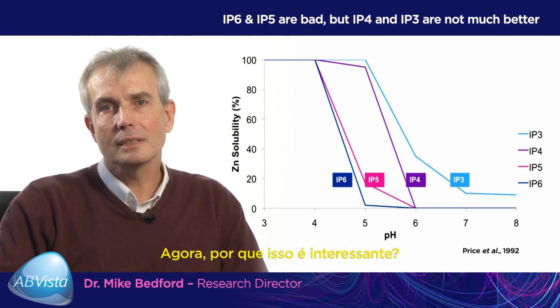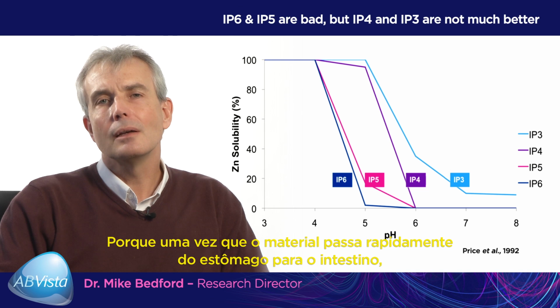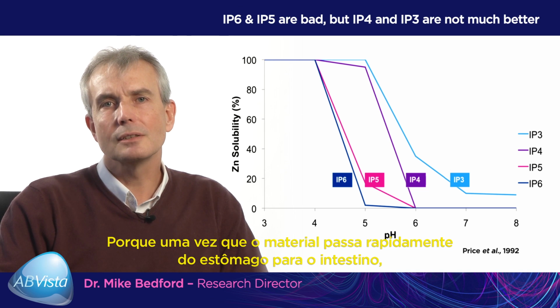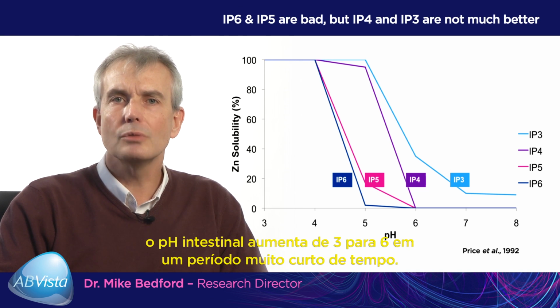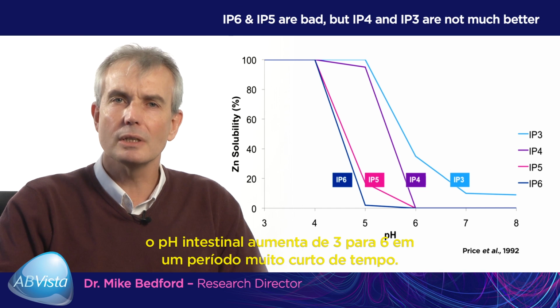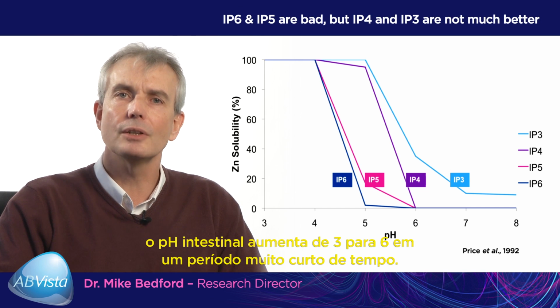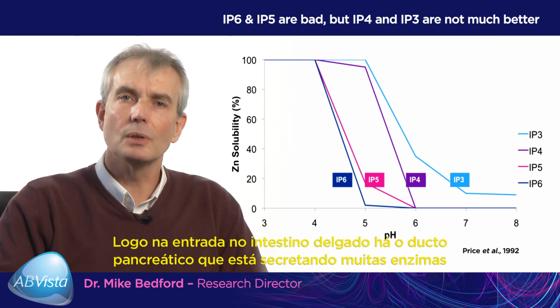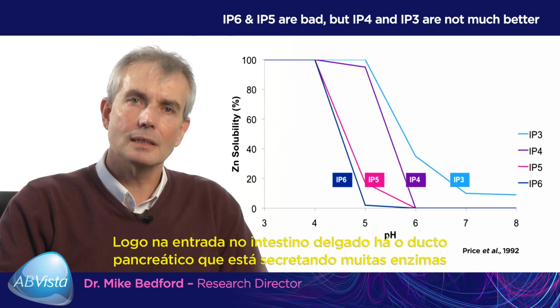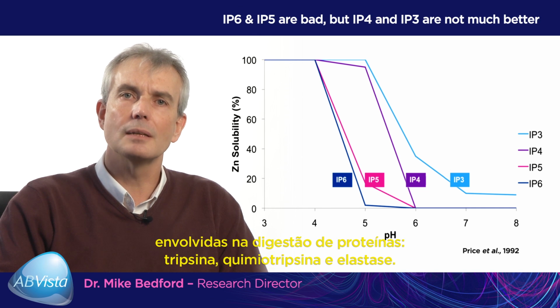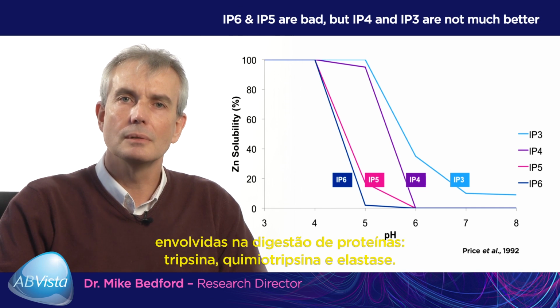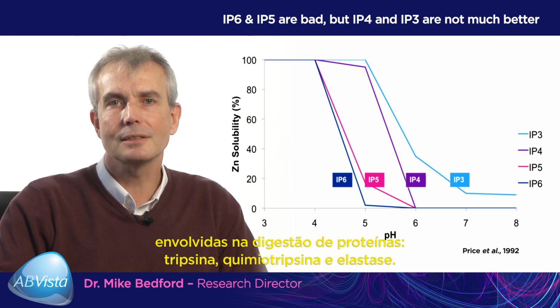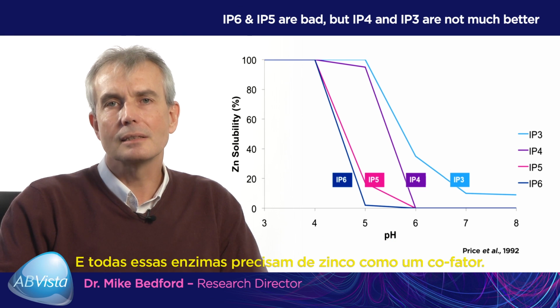Now, why is this interesting? It's because the pH in the small intestine, as material moves out of the stomach, rapidly moves up from pH 3 to about pH 6 in a very short period of time. Right at the entrance into the small intestine, there is the pancreatic duct, which is secreting a lot of enzymes involved in protein digestion: trypsin, chymotrypsin and elastase. And all of these enzymes require zinc as a cofactor.